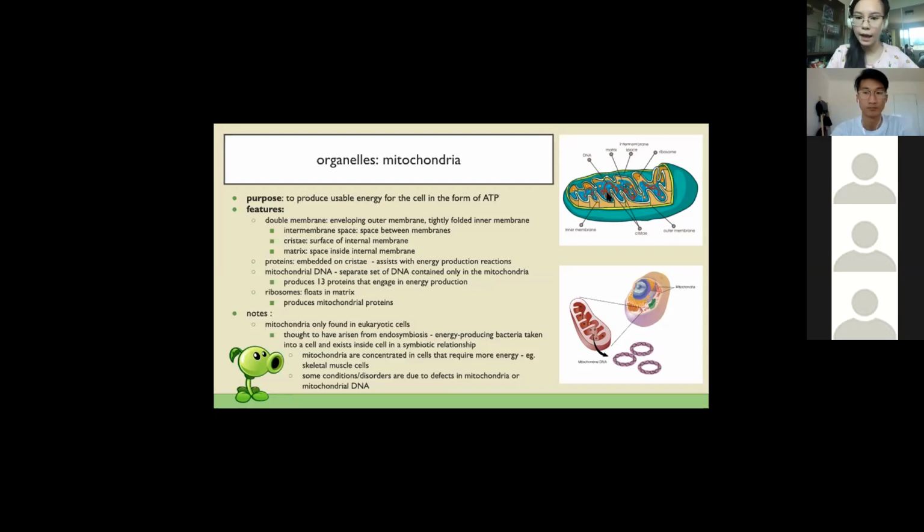And the mitochondrial DNA is also important because it is only inherited through the maternal line. So you only inherit your mitochondria and therefore your mitochondrial DNA through your mother. And this can help in tracing genes back through history, basically.